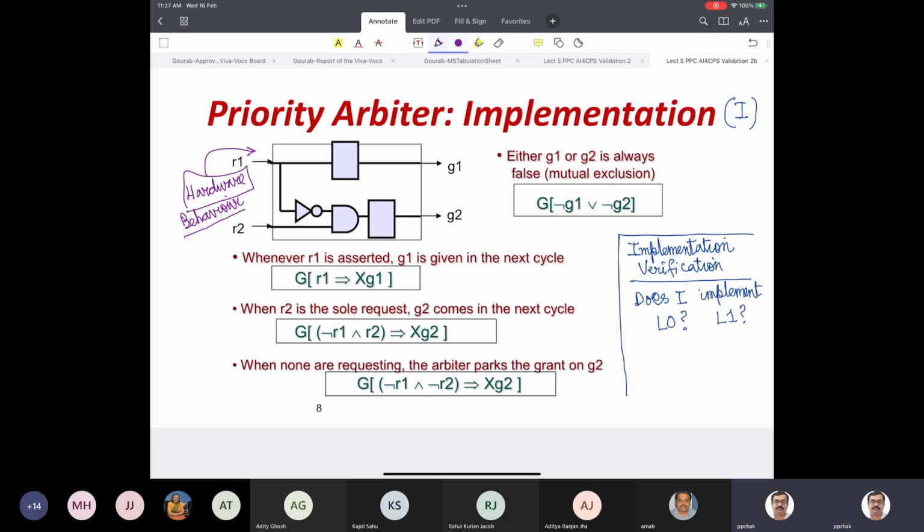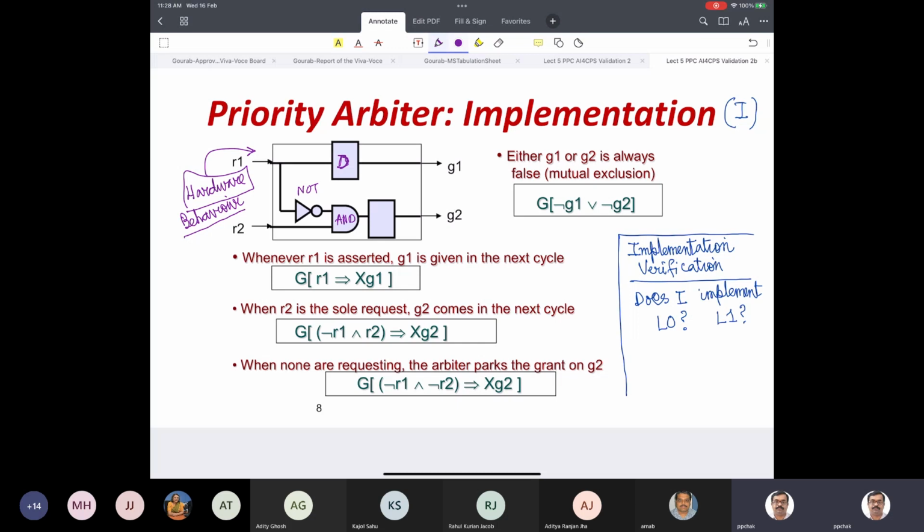This is a delay gate. This is an AND gate, and this is a NOT gate, and this is the delay gate. And this is just a buffer. This is just a buffer delay, one unit delay.